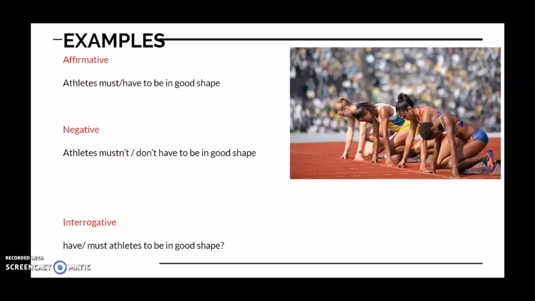Remember, this is different than can. Can is just the verb for ability. This one is for obligations only.